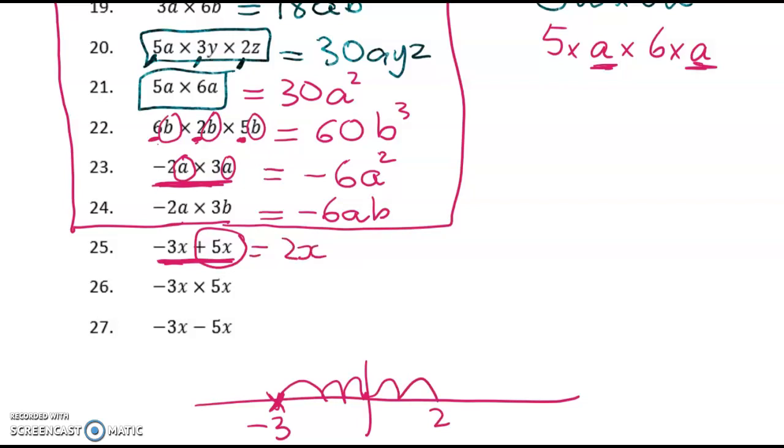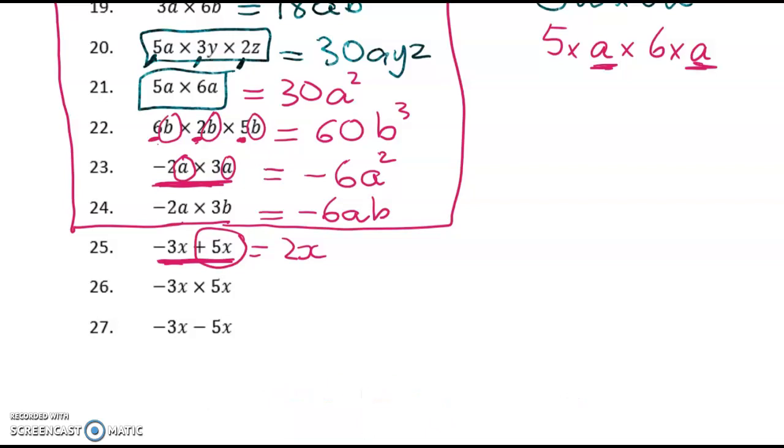So that's when we're doing addition, right? Addition is all about like terms. But multiplication is not about like terms. It's about taking this and multiplying the coefficients, negative 15, and then x times x gives me x squared.